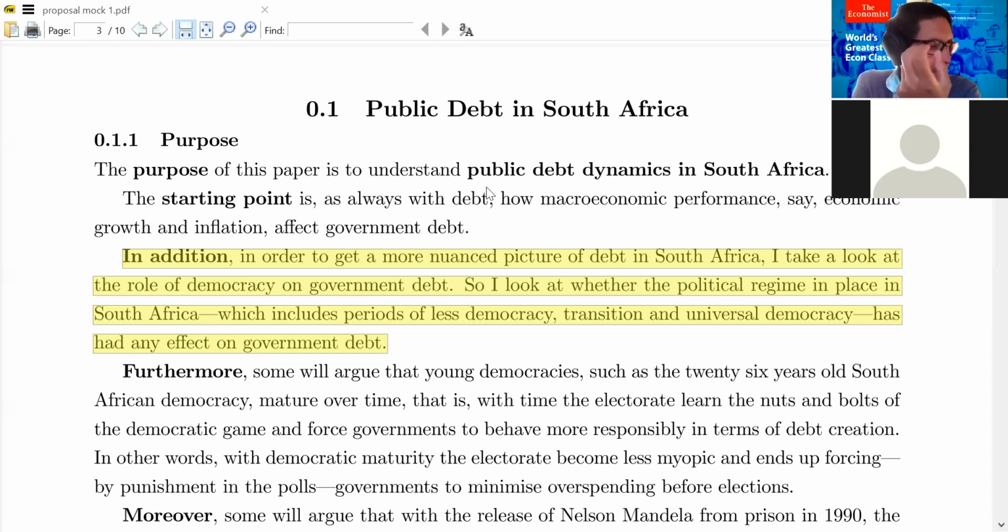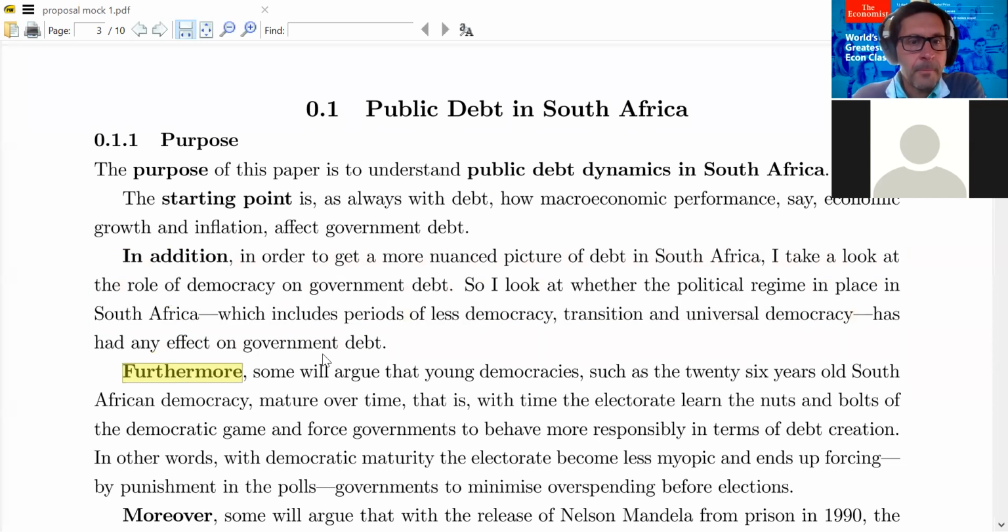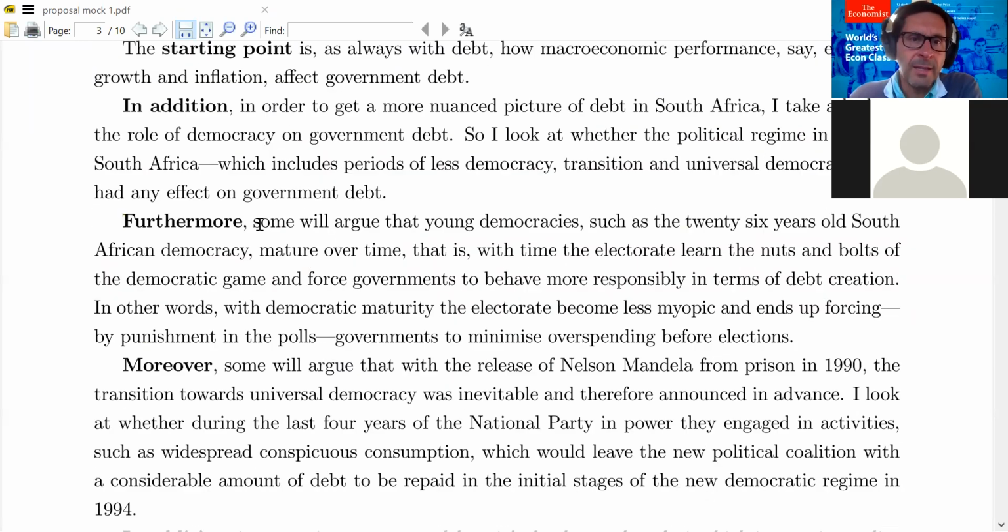So that's why there is a very rich literature dealing with that. And then there is the period of 1990 until 1994. It's the period between when Mandela is out of prison until the first non-racial universal elections. That is considered to be a sort of transition. Okay. Furthermore, some will argue, that's nice, right?